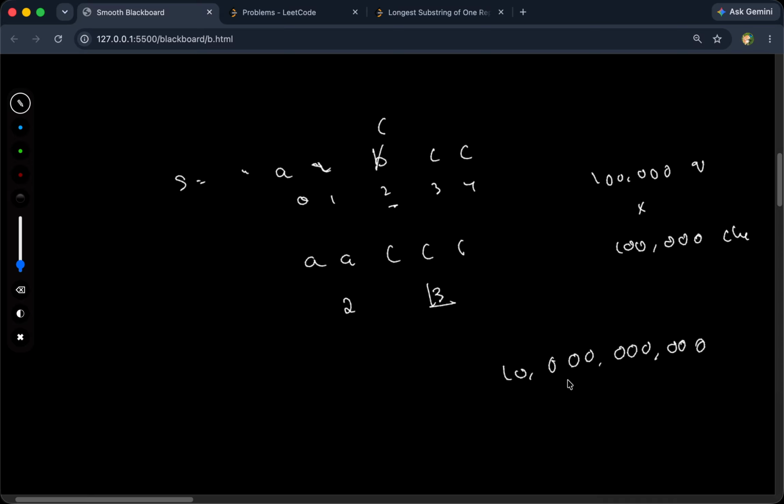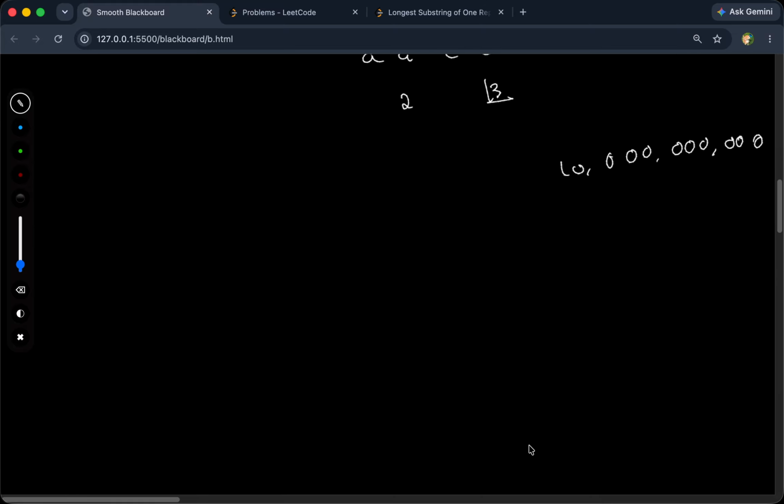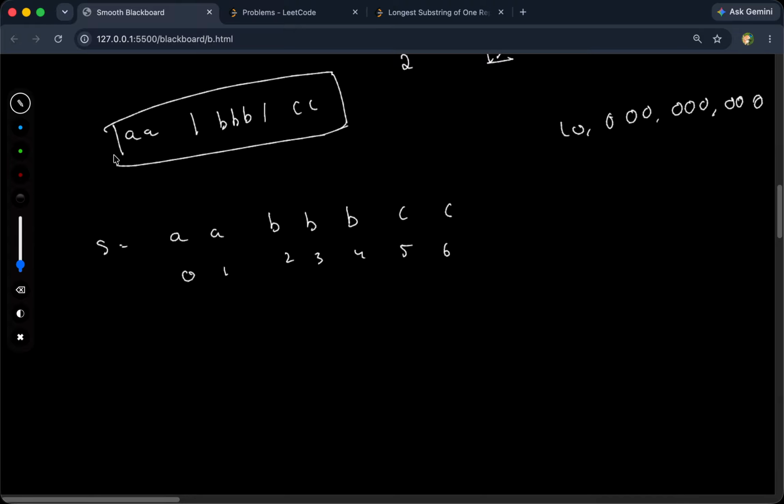Okay, now see, let's solve this problem in the simplest possible way. S is equal to A B B B C C, with indices 0 1 2 3 4 5 6. Okay, so the groups are A, B B B, C C. The longest group is B, so the answer is 3.